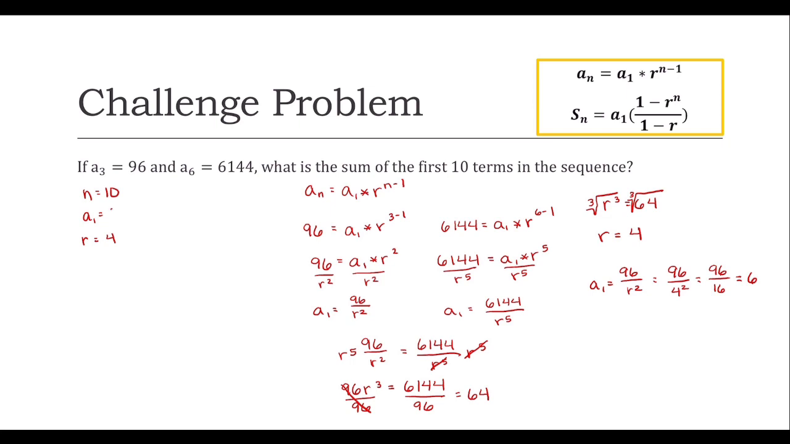So A1 is 6. So then to find the sum of the 10 terms, we do A1, 6, times 1 minus r, which is 4, to the 10th, over 1 minus 4. And when you plug that into your calculator, you get that it equals 2,097,150.